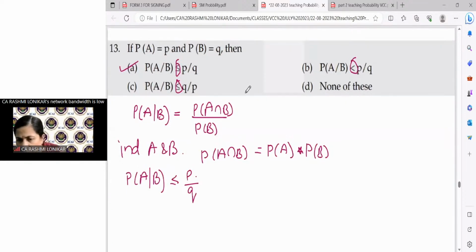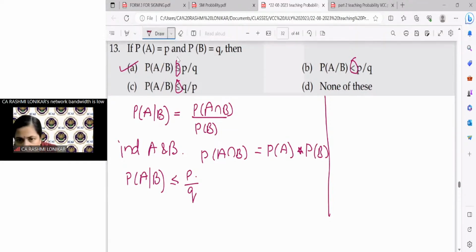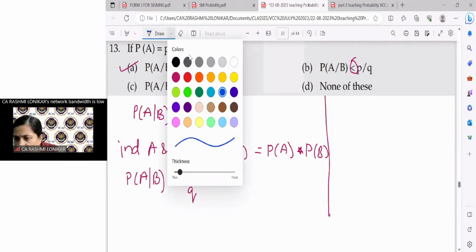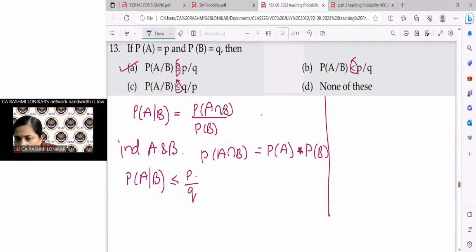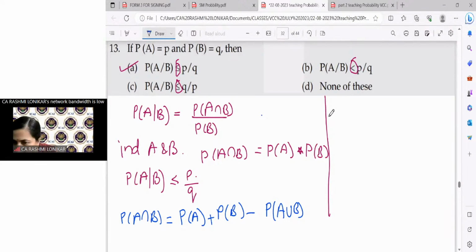Or you can put the normal formula also. Okay, let us do that also. If some of you have not understood in this way, let me tell you with that also. See, what do you know about A intersection B? A intersection B is equal to P of A plus P of B minus P of A union B. Okay, everybody knows this theorem. Now, what will be the formula then? It will be small p plus small q minus P of A union B upon Q.